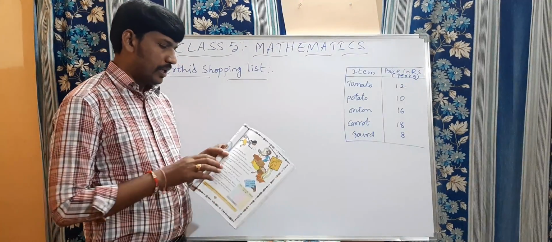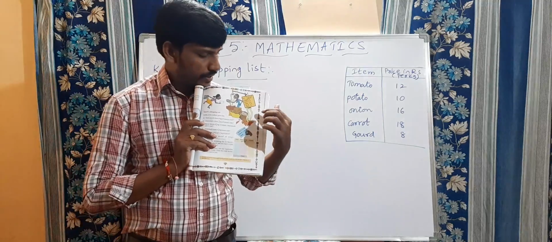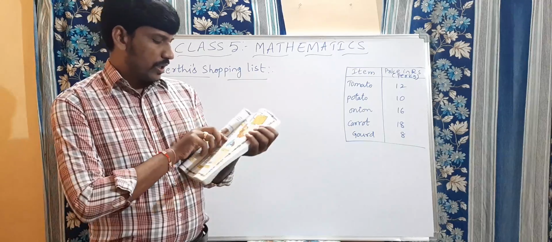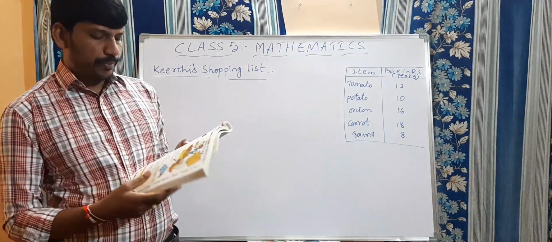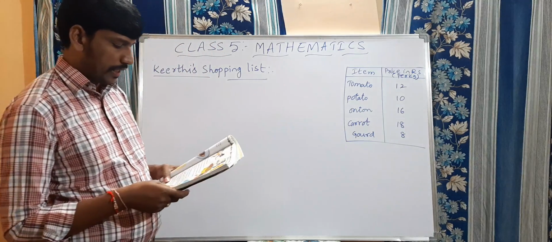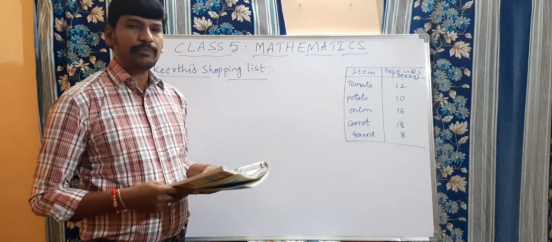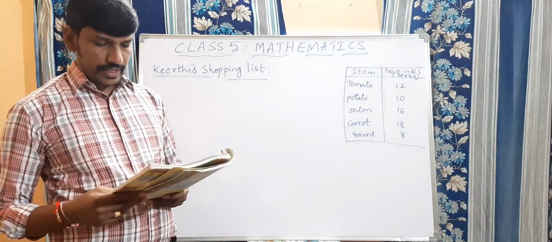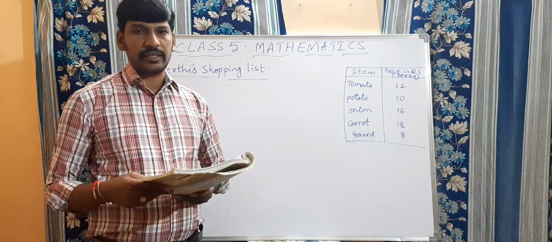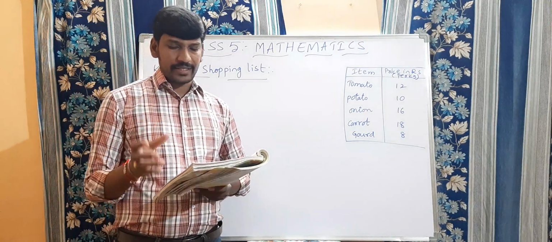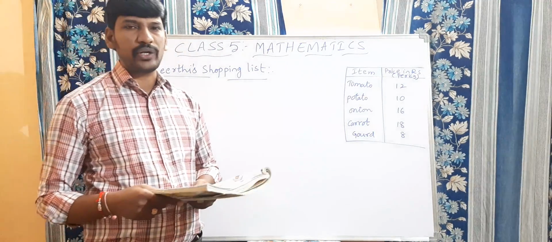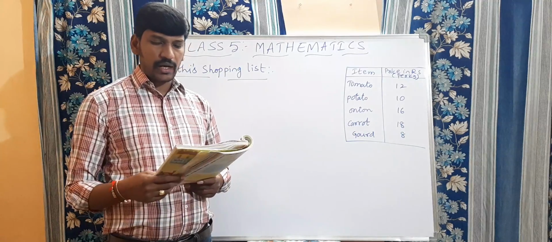See here, it is Kirti's shopping list. This is yellow color, I wrote it on the board also. Look at the yellow price list. This is the price list in a vegetable market. Kirti bought some potatoes, tomatoes, carrots and gourd. How much is the total cost? That means we need to find the bill. Clear, my dears? All of you observe that.